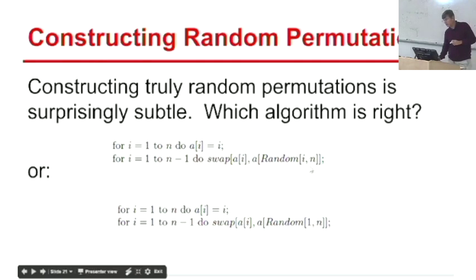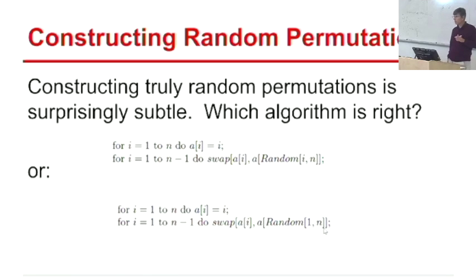What's different is that here we have an i. This is first initial a sub i to i, so it's the numbers 1 through n is my initial permutation. The first one says swap the ith element with an element randomly chosen from i to n. Another one says swap the ith element with a random element chosen from 1 to n. Does everybody see what the difference is?